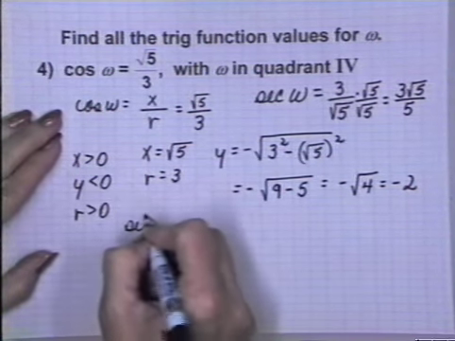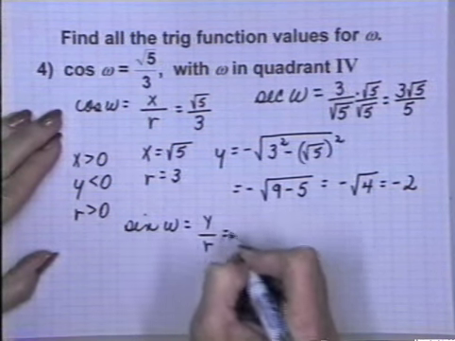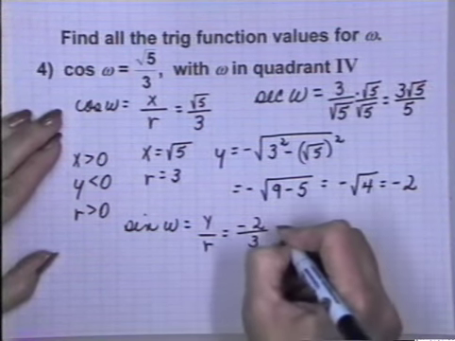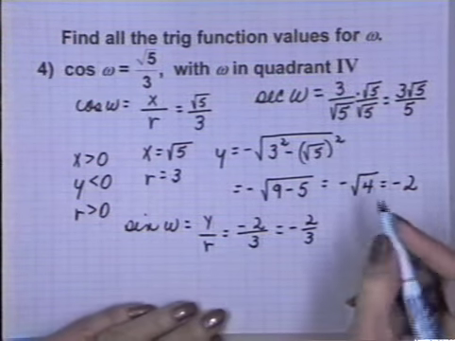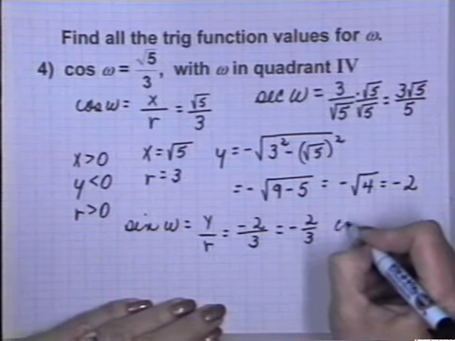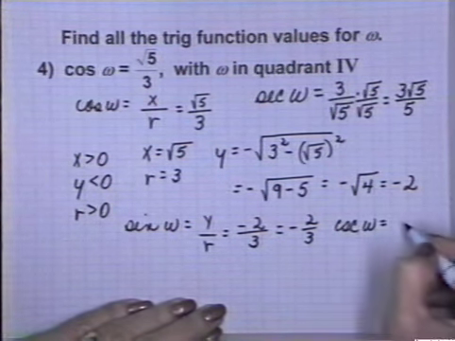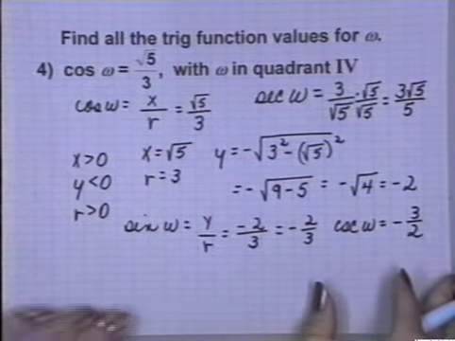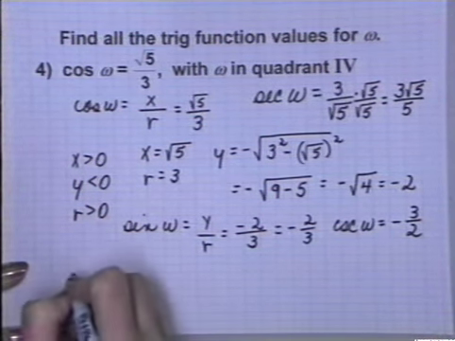Let's find the sine. It's y divided by r, so that would be negative 2 divided by 3, or negative 2/3. Let's go ahead and find the cosecant, which would be the reciprocal, so it would equal negative 3/2.